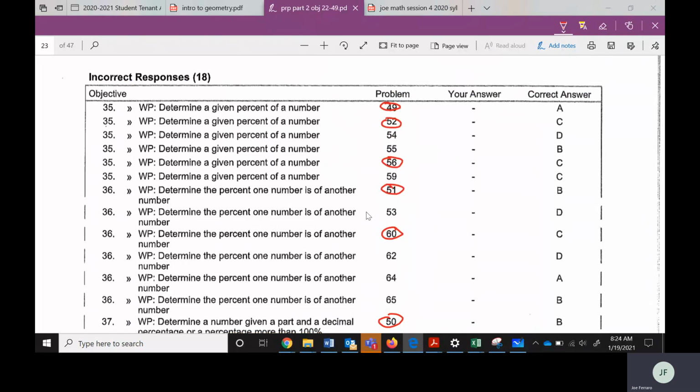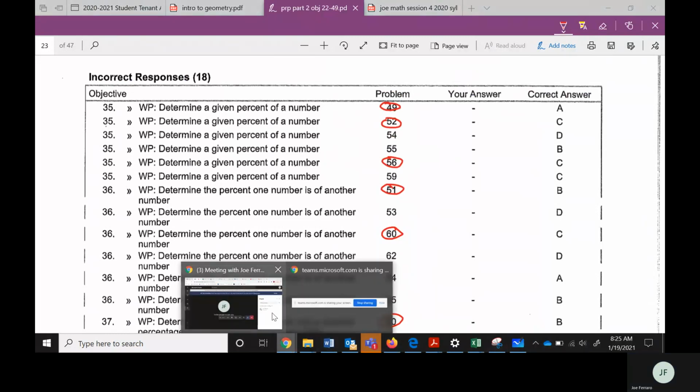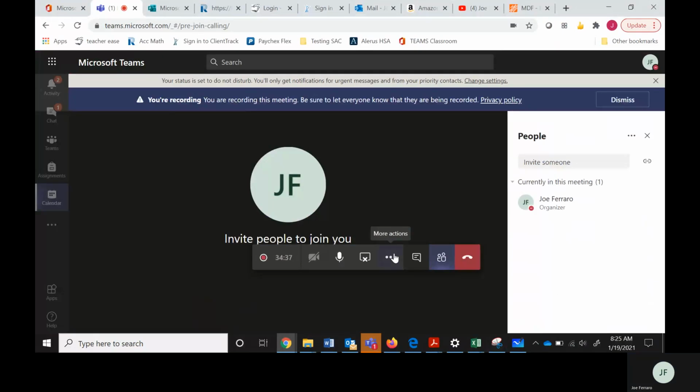If you're on task, you have a day to copy the notes, you'll have a day to practice problems, and you'll have a day to do the test. So if you have any questions, make sure to let me know.